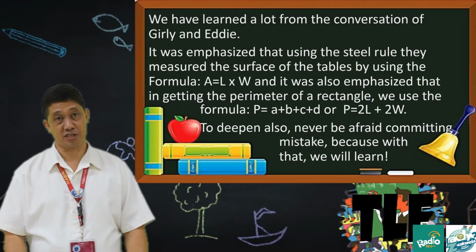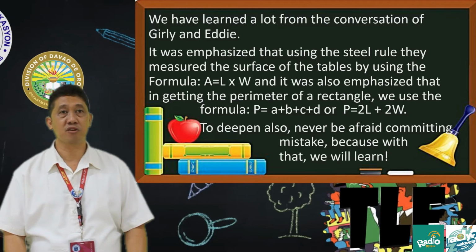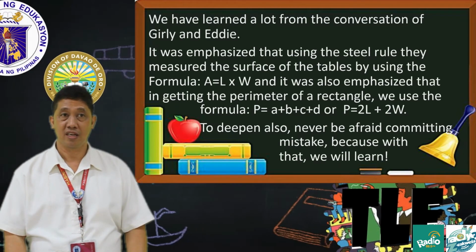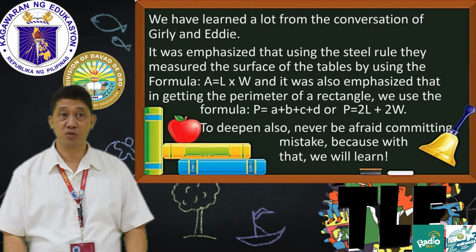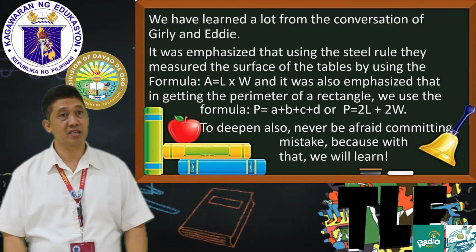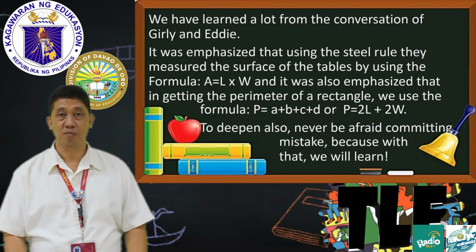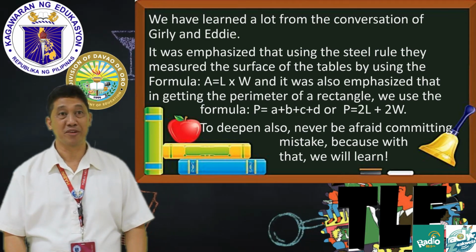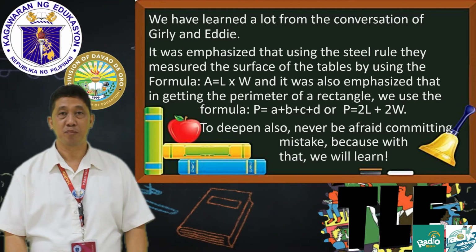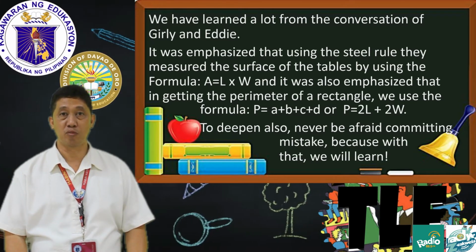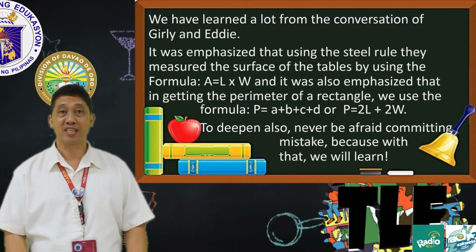We have learned a lot from the conversation of Girly and Eddie. It was emphasized that using the steel rule, they measured the surface of the tables by using the formula A equals L times W, or area equals length times width. And it was also emphasized that in getting the perimeter of a rectangle, we use the formula P equals A plus B plus C plus D, or perimeter equals side A plus side B plus side C plus side D, or P equals 2L plus 2W, which stands for perimeter equals 2 times length plus 2 times width.